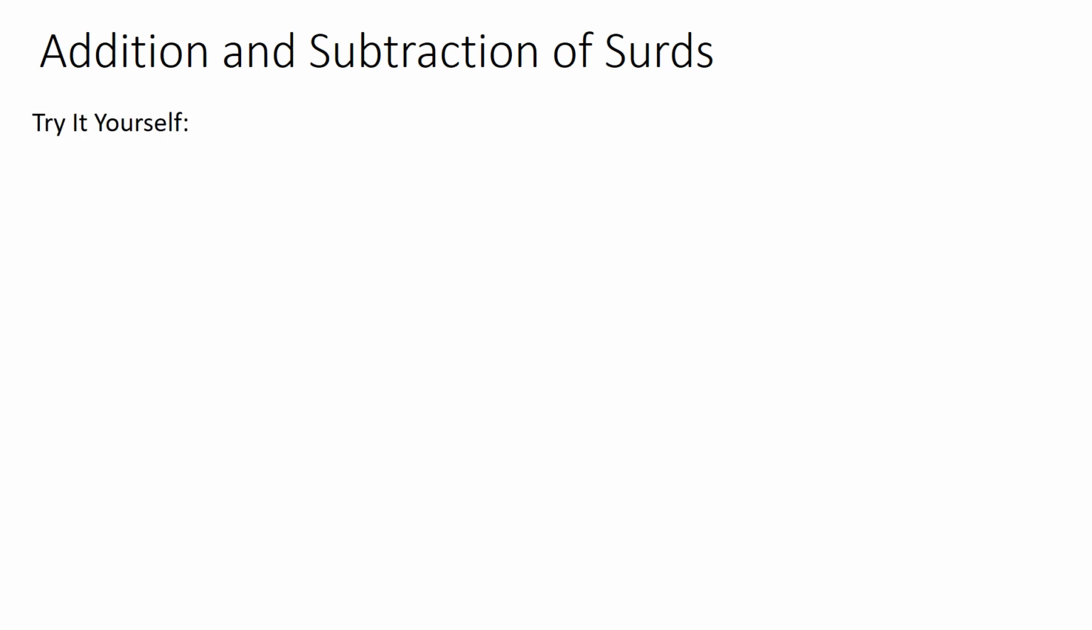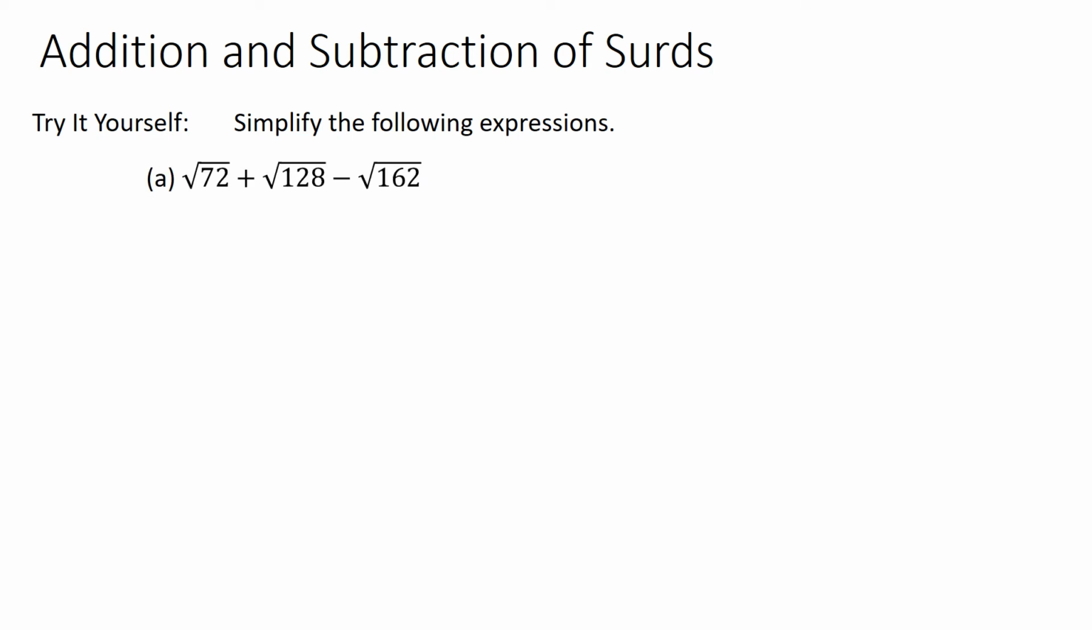Here is one example that you can try yourself. Simplify the following expressions. A. Surd 72 plus surd 128 minus surd 162. B. Surd 448 minus surd 180 plus surd 63. You can pause the video and try to do it yourself. The answer for A is 5 surd 2, B is 11 surd 7 minus 6 surd 5.